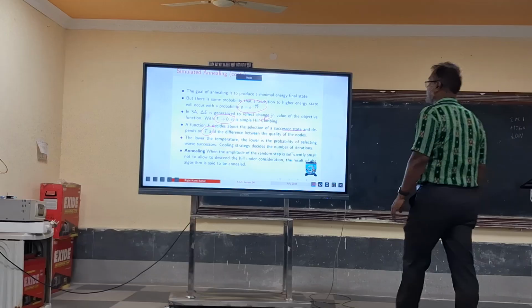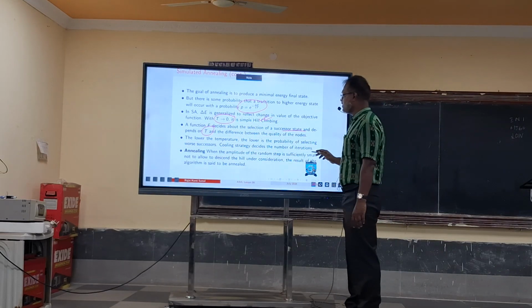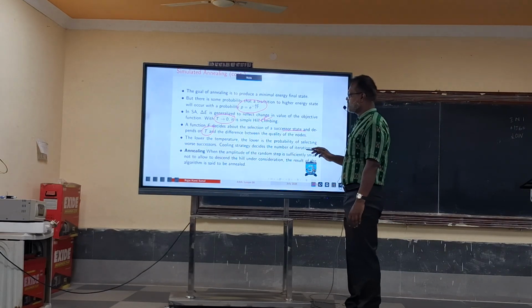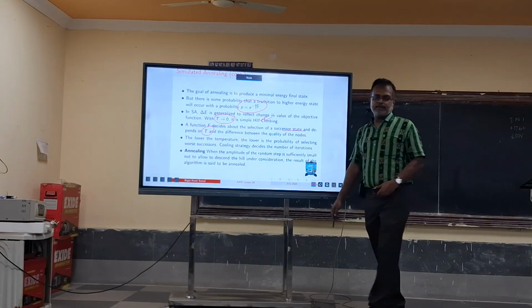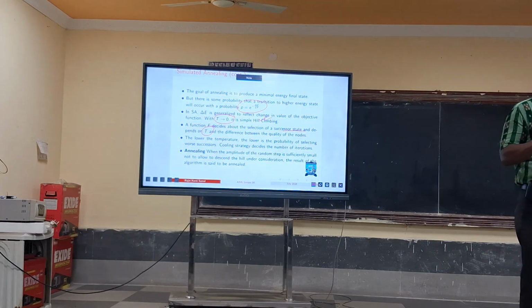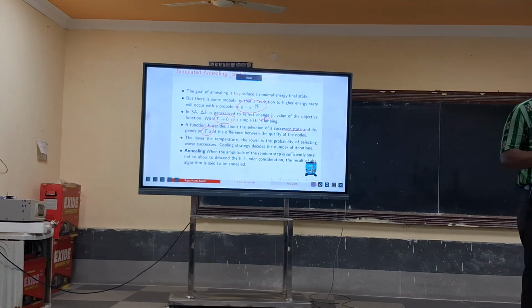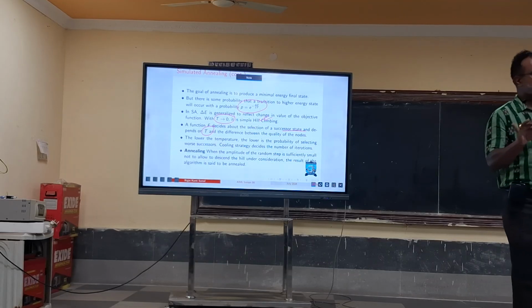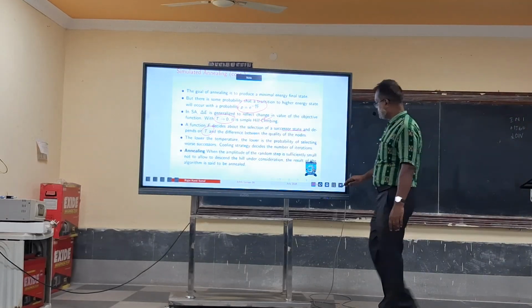Annealing means when the amplitude of the random state is sufficiently small not to allow descending the hill under consideration, the result of the algorithm is said to be annealed. That means when we are nearing the final solution, we are in a stable solution, and we need not further apply this random work. Then it becomes simple hill climbing.